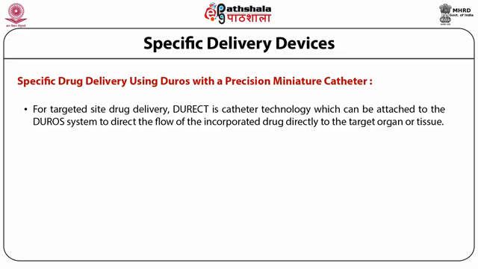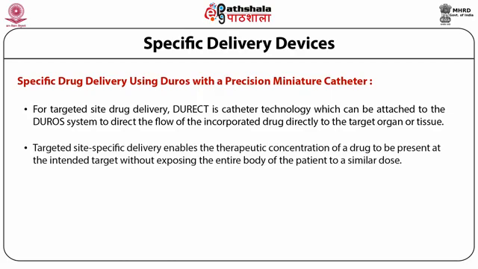These are patented technologies, and that's why you see the name typical to that particular company. For targeted site delivery, the direct catheter technology is attached to the Dauros system to deliver the flow of the incorporated drug directly to the targeted organ and tissue. Targeted site-specific delivery enables a therapeutic concentration of drug in that particular region without exposing the entire body, okay, and therefore off-targeting is minimal. So drug toxicity in other organs is not going to happen, or it may be very minimal. So this is the advantage.